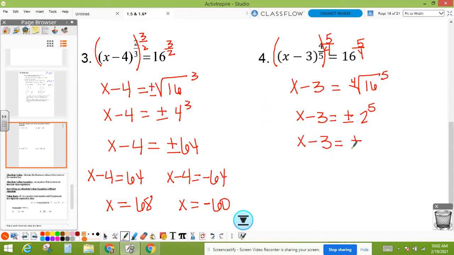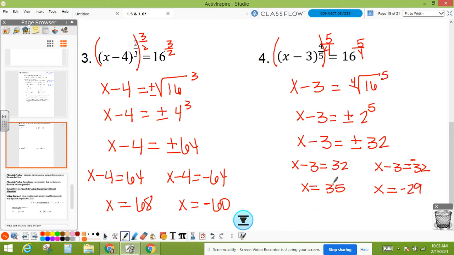And again, you can use your calculator to get those values if you don't know them. There's also charts hanging in the classroom. All right, so you're going to add the 3. But remember, because of the plus or minus, it's technically 2 little equations that you have going here. So add 3 to positive 32, and you get 35. If we add 3 to negative 32, you get negative 29.